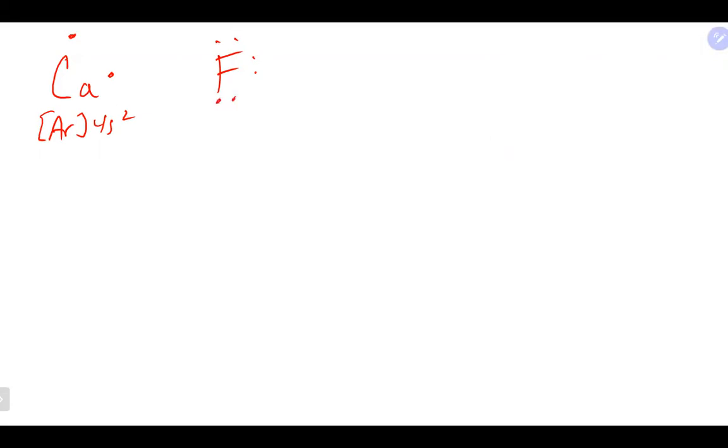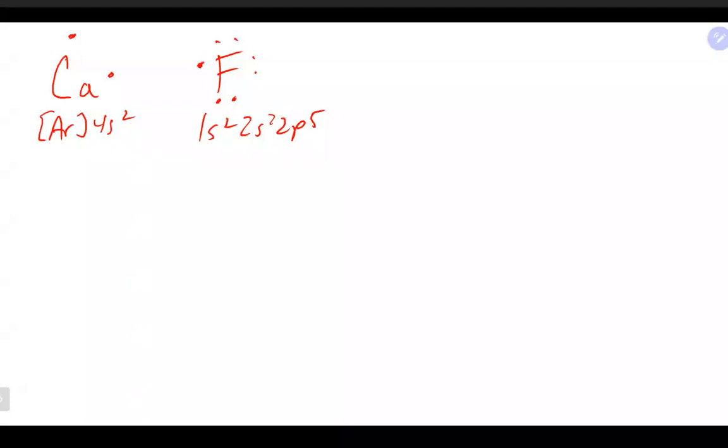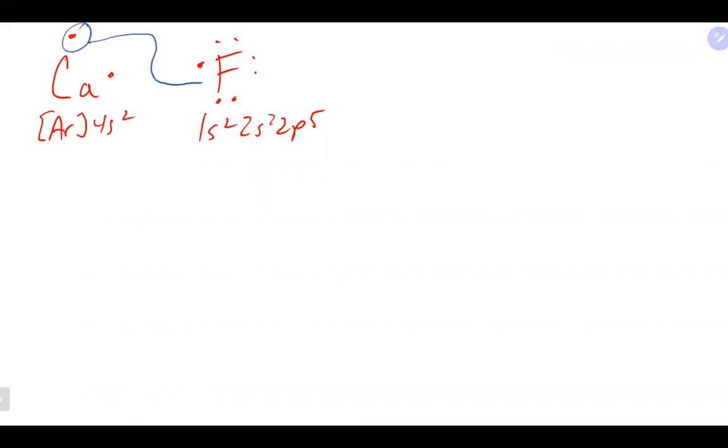2, 4. There we go. All right. So this has 1s2, 2s2, 2p5. So same thing is going to happen here. Our calcium is going to give away its electron over to our fluorine at this point.